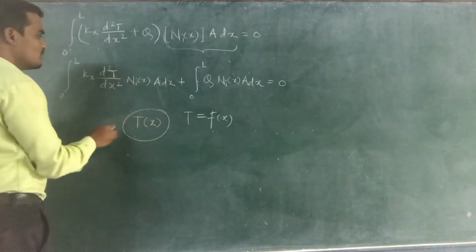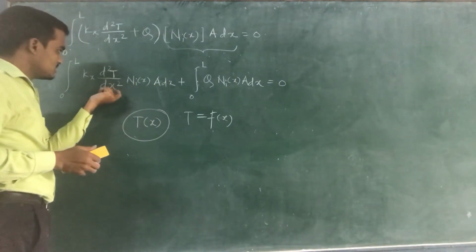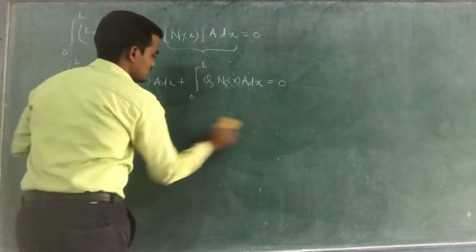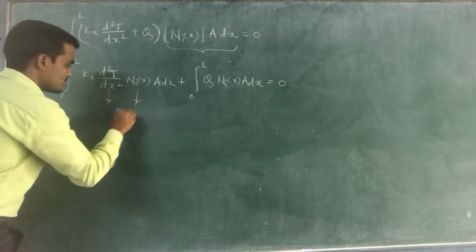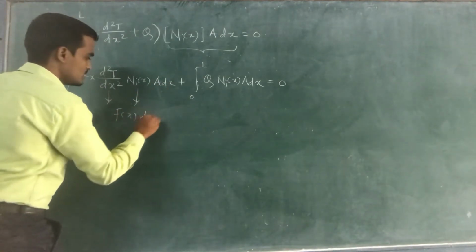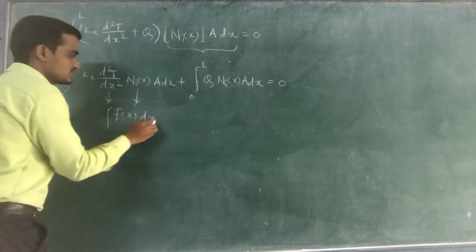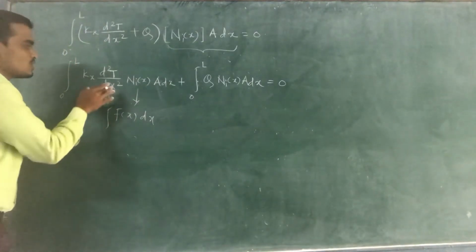So it means we need to integrate this part by using our by-parts rule, because these two terms are functions of x, and with respect to dx we need to integrate this f of x dx. Okay, so it means we need to apply our by-parts rule.